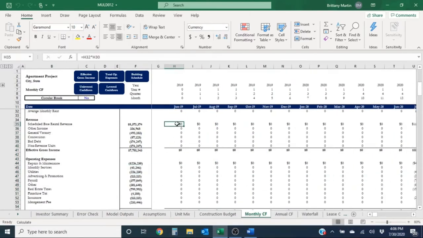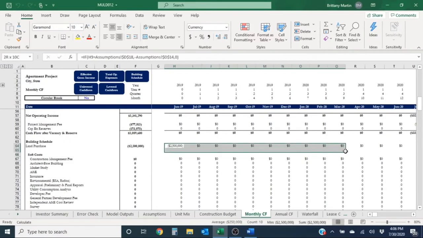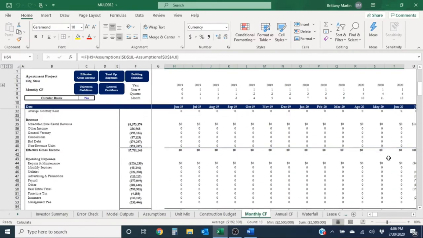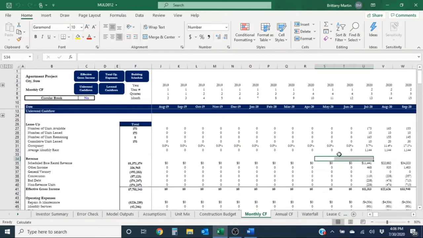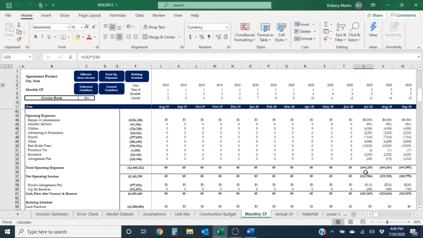This model currently has assumptions that we're having construction for the first 12 months, and then we begin operating in month 13. So that's why we're not seeing any revenues, expenses, and ultimately our NOI until month 13 out here.